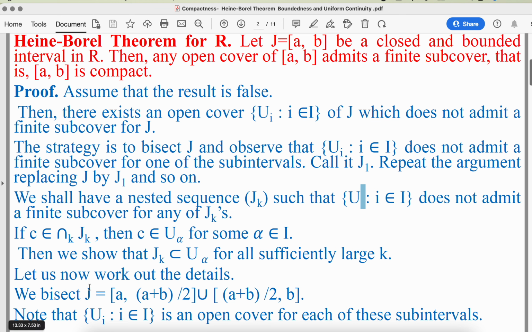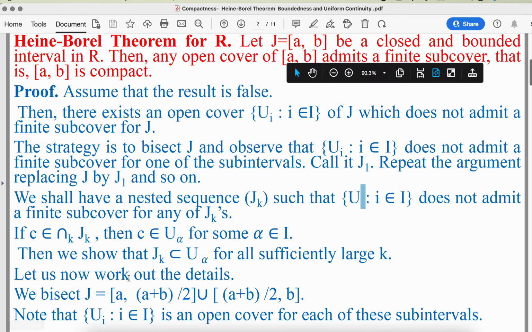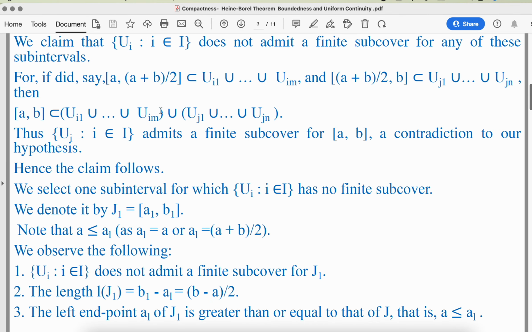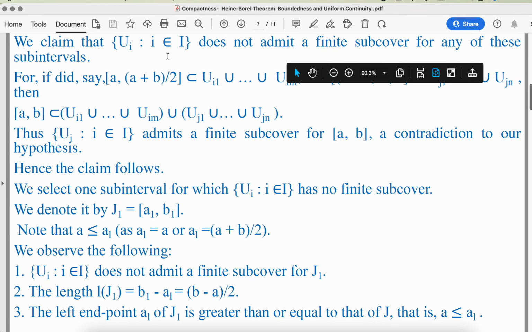So we bisect the interval J equal to [a, b] like this. One subinterval is a to (a+b)/2, and another subinterval is from (a+b)/2 to b. So we have bisected J into two subintervals, and clearly J is equal to [a, (a+b)/2] union [(a+b)/2, b]. We notice that U_i, where i belongs to I, is an open cover for each of these subintervals. Now we claim that this does not admit a finite subcover for any of these subintervals.